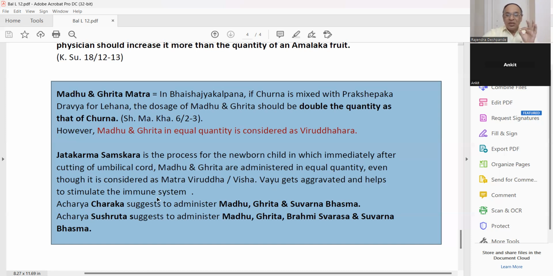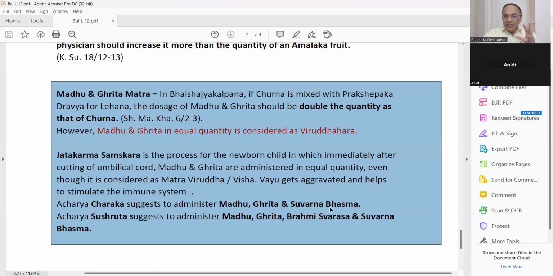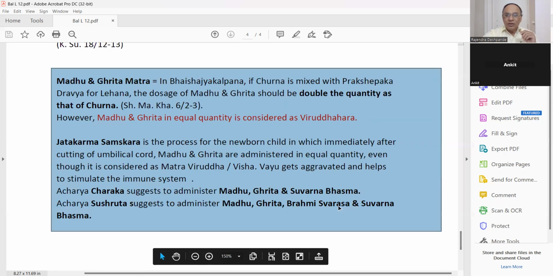So this is an exception where we can give madhu and ghrita in equal quantity, but still, as per my own practice and my guidance to different students, I always say, although it is true, the better way is that madhu and ghrita should have a little difference in matra. Acharya Charak gives madhu, ghrita and Suvarna Basma as Suvarnaprashan sanskar, but Sushrut suggests madhu, ghrita, Suvarna, with the addition of Brahmi swarasa. Charak has not given the reference of Brahmi swarasa in Suvarnaprashan, but Sushrut has.